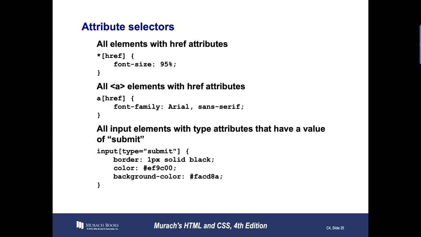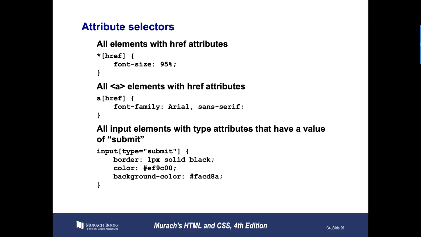Check this out. This is saying all elements with href attributes, right? So an anchor link, a link that you learned, I believe, in units 2 and 3. So this is saying any element that has an href attribute, set its font size to 95%. The next one, where it says A and then bracket href like that, says, hey, any anchor tag that has an href attribute, set its font family to Arial or sans serif.